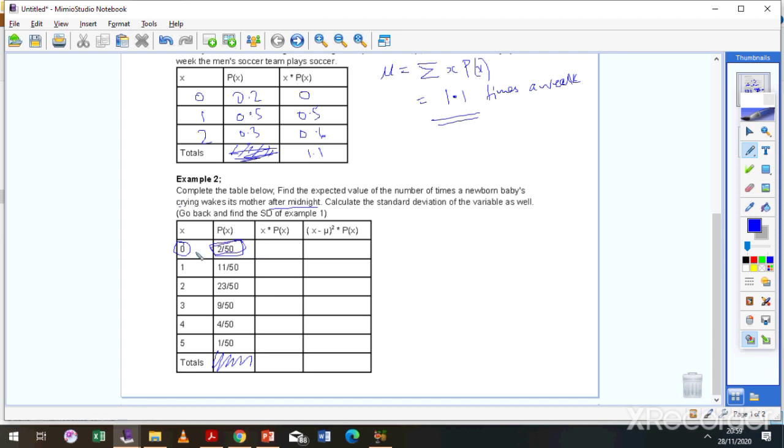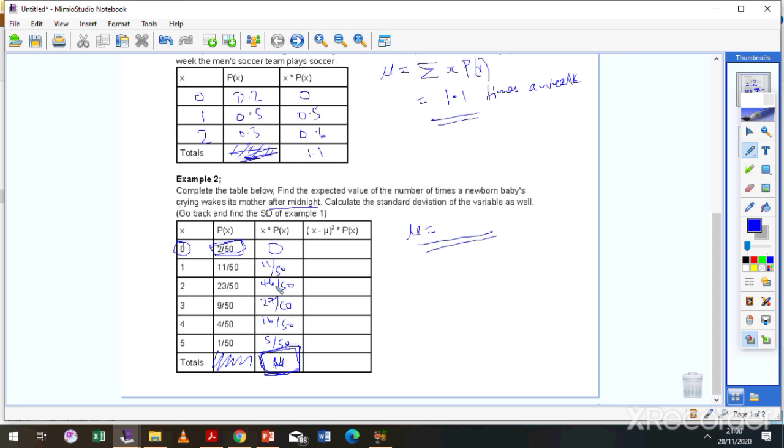For the first one, 0 times 2 over 50 is just 0. 1 times 11 out of 50 is 11 out of 50. 2 times 23 out of 50 is 46 out of 50. 3 times 9 out of 50 is 27 out of 50. 4 times 4 out of 50 is 16 out of 50. And 5 times 1 out of 50 is 5 out of 50. When you add all of these up, the answer you get in this column is your value of mu.